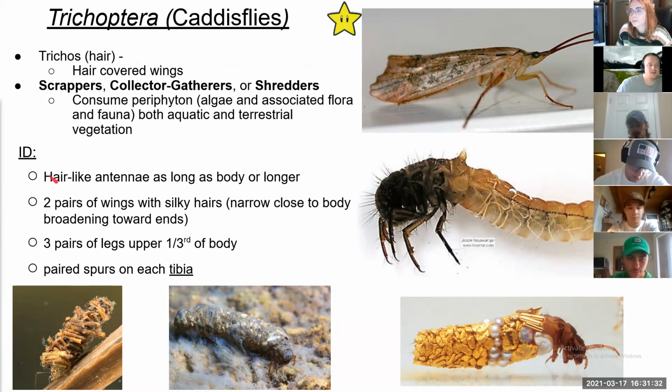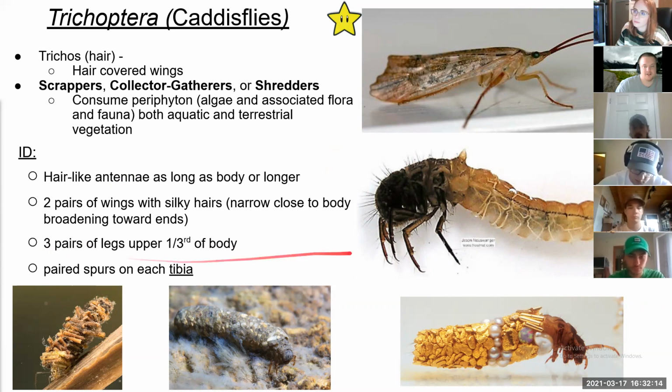So the key identifying characteristics is they have these long hair-like antennae, 2 pairs of wings with these really fine silky hairs on them, which are narrow close to the body and get wider further away. And you might notice it's a little bit similar to a moth. They're really closely related to moths and butterflies, which are Lepidoptera. The only real difference, these guys have the aquatic stage, whereas moths and butterflies don't.